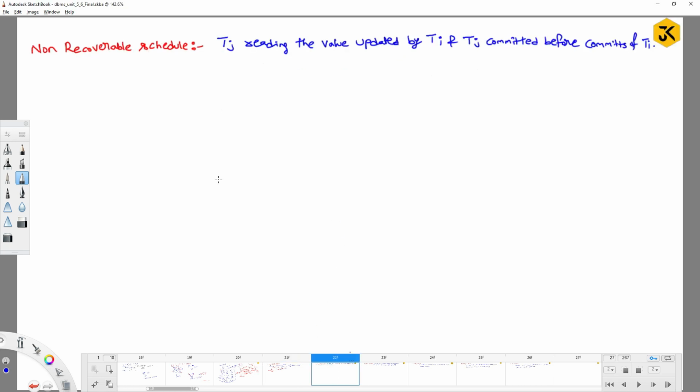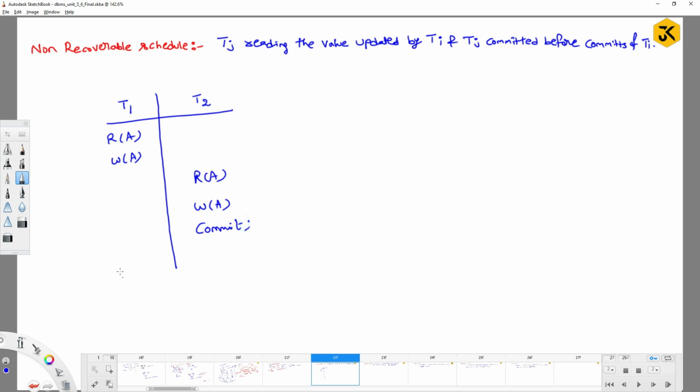In what situations might it happen? For example, consider transaction T1 and transaction T2. T1 performs the read operation of A and write operation of A. Then T2 performs read operation of A and again write operation of A, and then immediately performs a commit operation. Later, I perform the commit operation for transaction T1. Now this becomes a non-recoverable schedule.